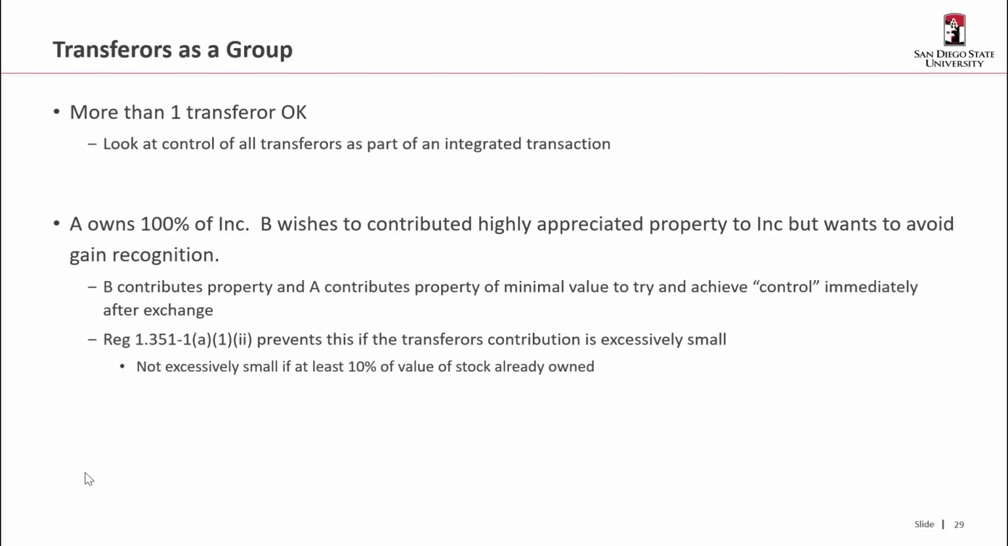That's the best way. So B contributes a bit of property, and A contributes just enough property, right? Property of minimal value so that they're jointly going to achieve control after the exchange. So again, this is the same rule that we've seen. If that contribution is excessively small, then it's not going to count as property. So if A's contribution of property was less than 10% of the value of the stock A already owned, it's not going to count. A's contribution won't count. B would need to recognize gain. Okay.